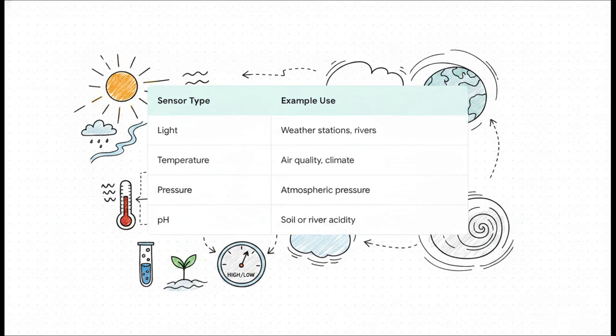There are tons of different sensors out there, and you absolutely need to know which ones fit specific exam scenarios. Light sensors, for instance, pop up in weather stations or when measuring river pollution. Temperature sensors are your go-to for air quality or climate control. Pressure sensors monitor atmospheric pressure, and pH sensors are perfect for measuring acidity in soil or a river. Definitely lock these examples in your memory. They're going to be your best friends when an exam throws a random real-world scenario your way.